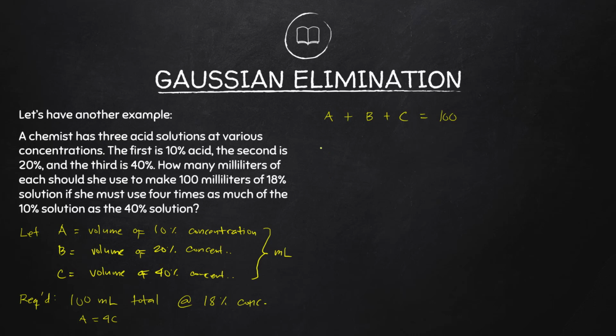And using the concentrations, the solution A will have a concentration of 10%. So that would be 0.1 A. The concentration of solution B is 20%, 0.2 B. And the concentration of the third solution is 0.4. And the total volume is 100, and its concentration is 0.18, or 18%. So we have our second equation.